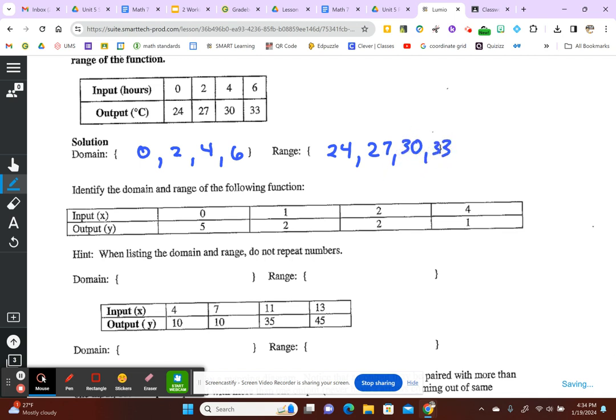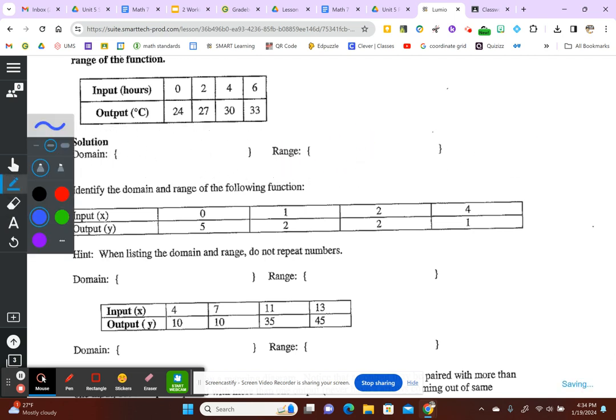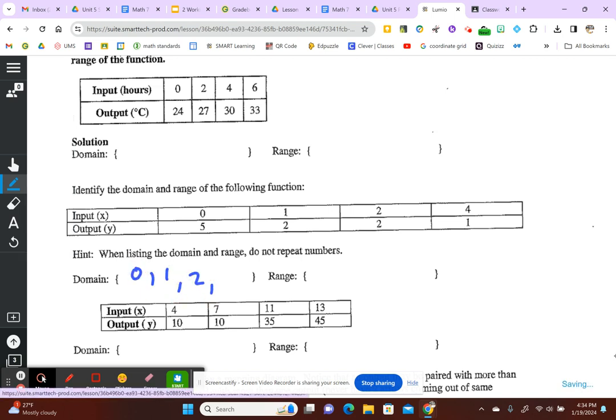Okay, now for this next table, the input is easy because it's 0, 1, 2, 4. But now that's the domain. The range, we don't repeat numbers. So you might be tempted to write 5, 2, 2, 1, but we just write 5, 2, 1. And some people like you to put it in order. It depends on what your teacher asks for. You do not have to put it in order for me.